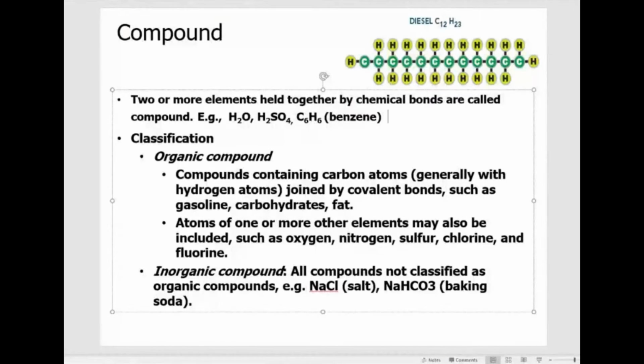Now, how about oxygen gas? Is it a compound?